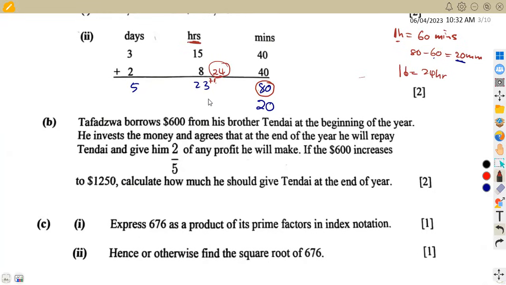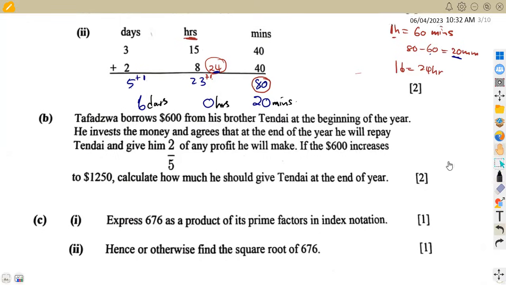So there is nothing that we are going to get in terms of hours here because it's equivalent to a day. So we give it to the next term, which is going to give us 1 day. So it's 5 plus 1, which is going to be 6. Meaning our answer is going to be 6 days, 0 hours, 20 minutes. All right, so that is how we're supposed to answer this question.